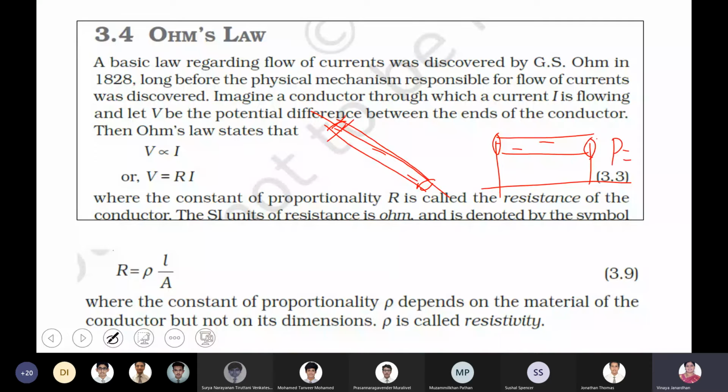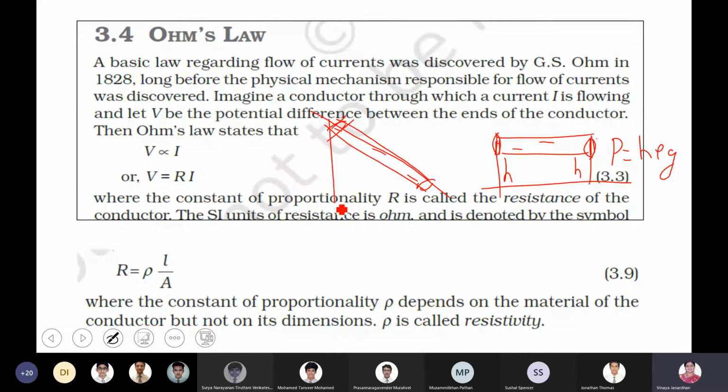What is the formula for pressure? H rho g. Rho is the density of the liquid. It's the same at this end as well as at this end. The density of the liquid remains the same, acceleration due to gravity is also the same, and the height is also the same. Both ends will be at the same pressure.